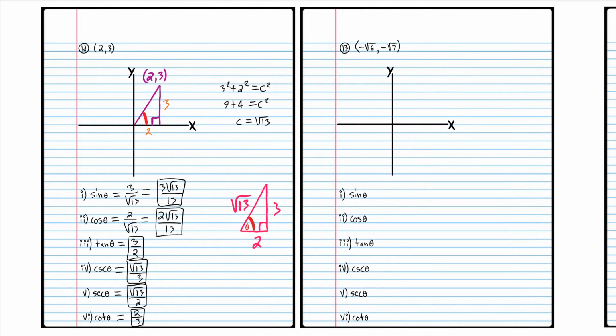Okay, go ahead and try number 13. Remember, this point is on the terminal side of an angle in standard position, and you want to find all of the 6 basic trigonometric functions of that angle. So when you come back, we'll do it together.